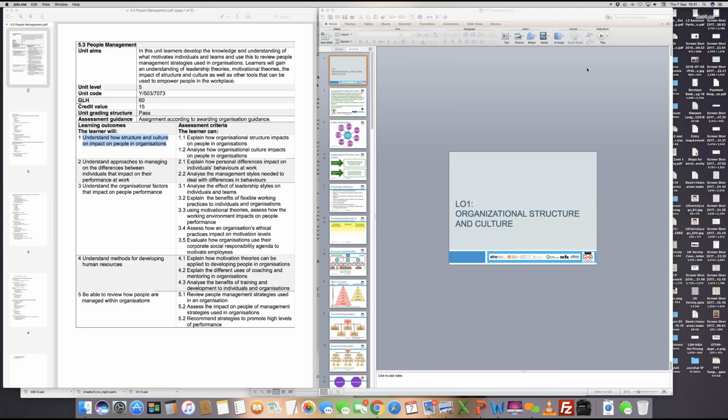Okay, so I think what we are going to do today in terms of people management is I'm going to try and give you a bit of an overview of why this unit is going to be studied as part of this course, and what the key things involved in this unit are. Towards the end, we will try and cover learning outcome one, which has two tasks, such as how to understand how the structure and culture of the organization affects people within it.